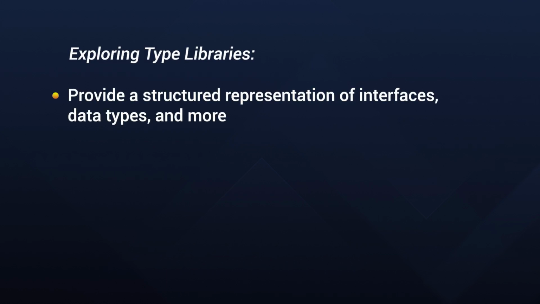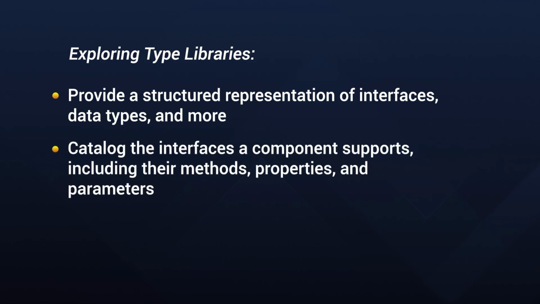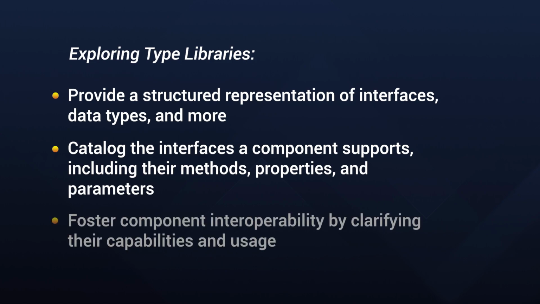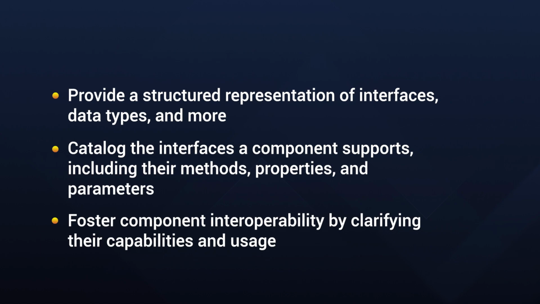Type libraries, on the other hand, provide a structured representation of interfaces, data types, and more. They catalog the interfaces a component supports, including their methods, properties, and parameters. Type libraries foster component interoperability by clarifying their capabilities and usage.